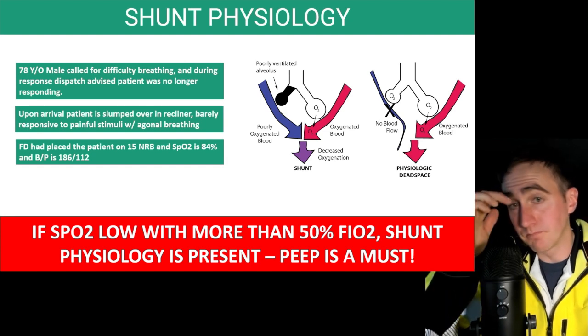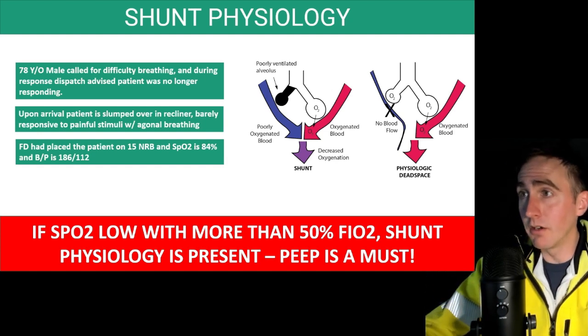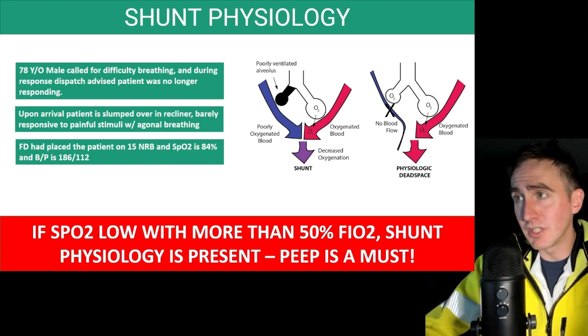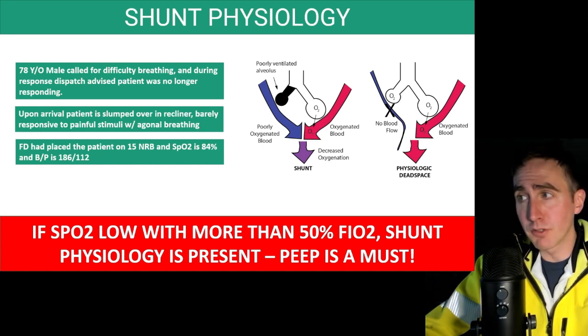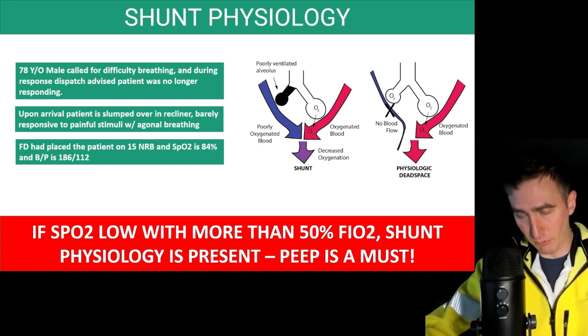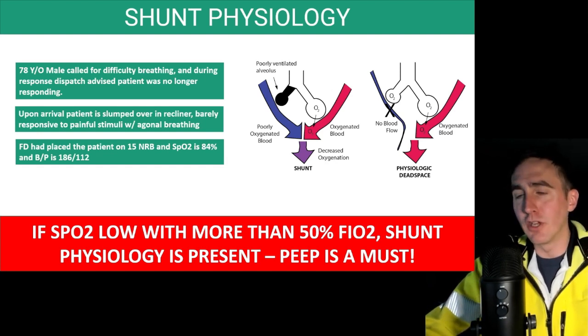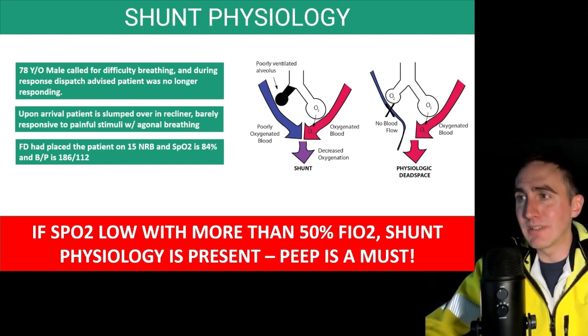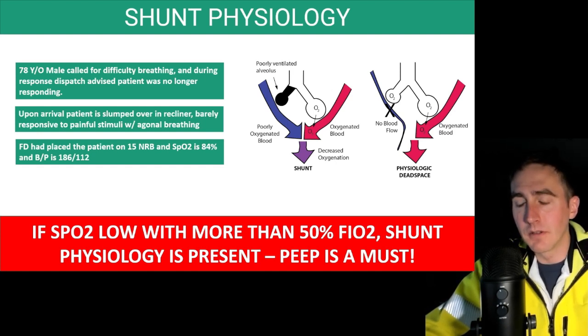So if you have a shunt, you must provide positive end expiratory pressure by means of CPAP, BiPAP, or BVM with a PEEP valve. So imagine this scenario. You have a 78-year-old male. You got called for difficulty breathing. During your response, dispatch advised that the patient was no longer responding. You find the patient slumped over in the recliner, barely responsive, breathing agonally. You throw this patient on a 15-liter non-rebreather. The SpO2 is 84%. They're tachycardic. How would you manage this patient?